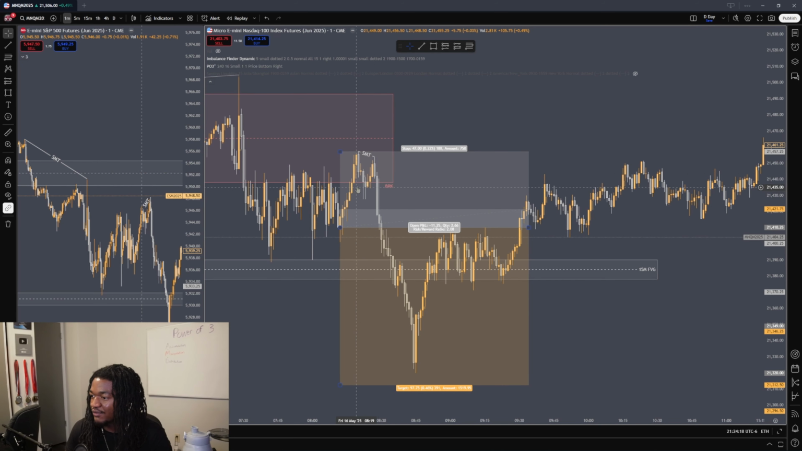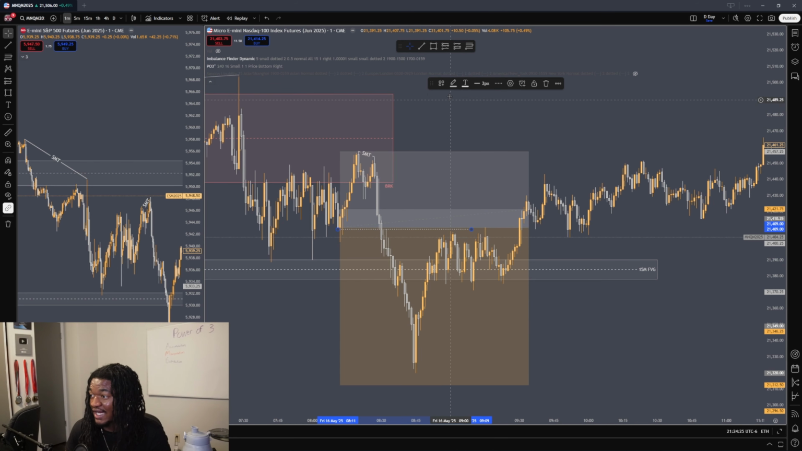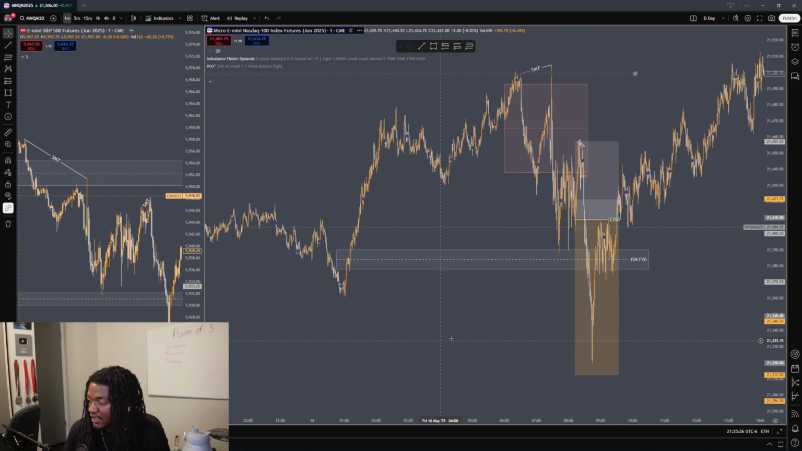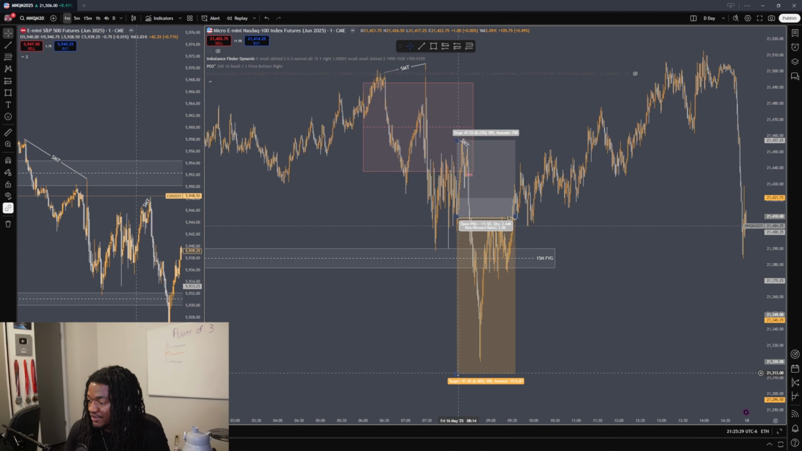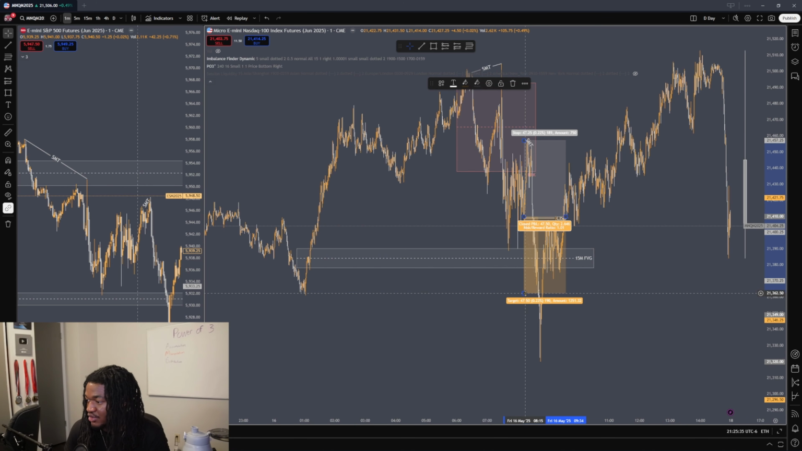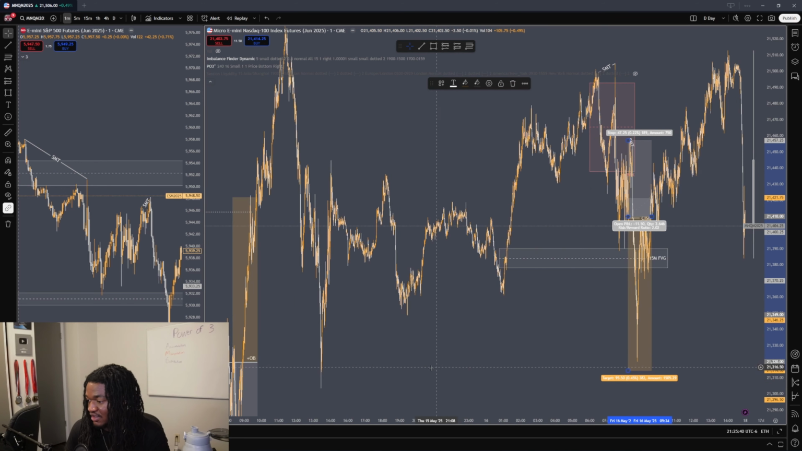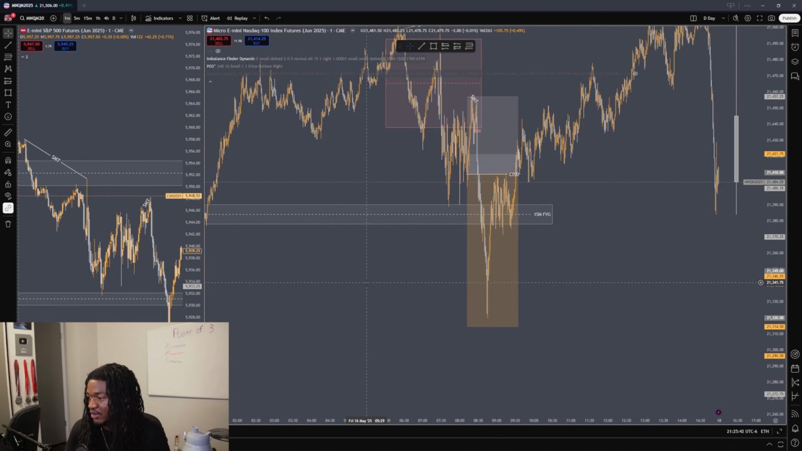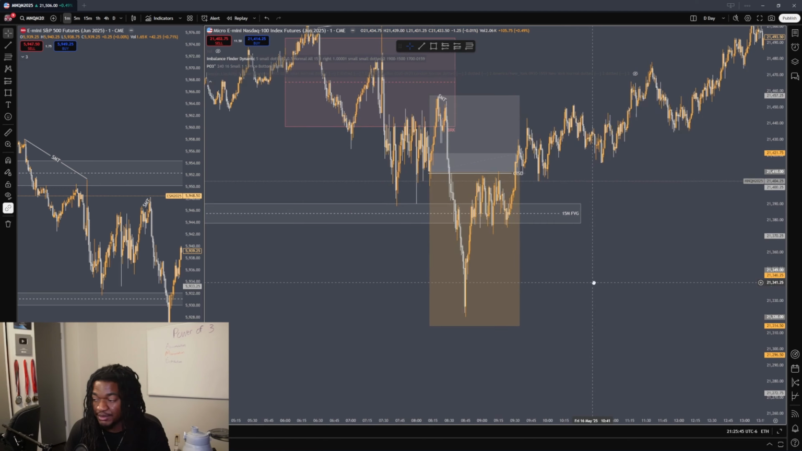Besides that, waited for the change of state of delivery, which would have been right here. This is a high change of state of delivery. It would have been right here, only because this was the candle that did sweep the recent highs. You would have set your first take profit to, of course, the recent lows, which would have been right here. That would have been the first take profit, and TP2 definitely would have been all the way down here to these recent lows. So the draw on liquidity is where you would have put the second TP.